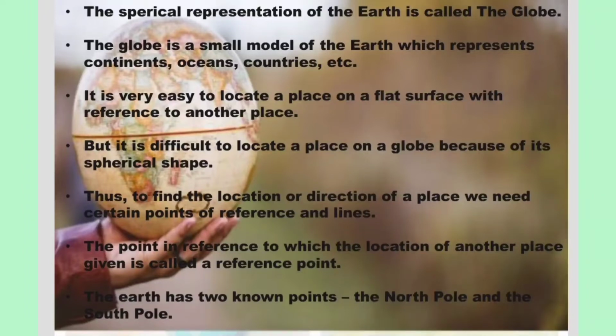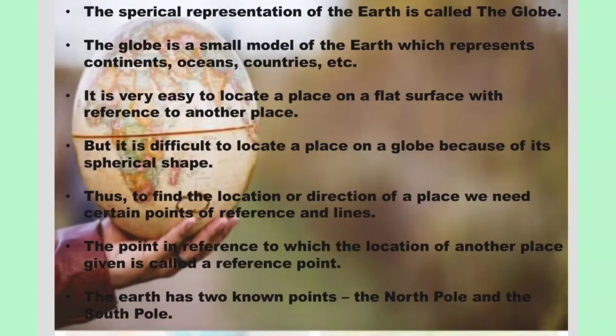It is very easy to locate a place on a flat surface with reference to another place, but it is difficult to locate a place on a globe because of its spherical shape. Thus, to find the location or direction of a place, we need certain points of reference and lines. The point in reference to which the location of another place is given is known as reference point.